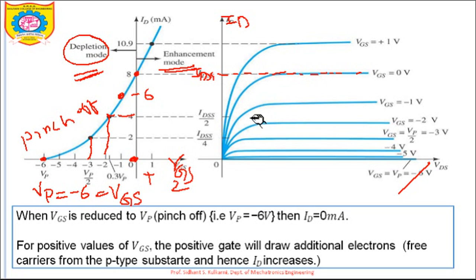Now if we increase VGS on the negative side, let's say VGS equal to minus 1 volt, what is the effect on ID? ID will reach a particular value and then remain constant, let's say IDSS by 2. At VGS equal to minus 2, ID is further reduced. At VGS equal to minus 3 volt, it is further reduced. At VGS equal to minus 6 volt, we can see that ID is almost reduced to 0, and we say that pinch off has occurred, and therefore it is represented as VGS equal to VP equal to minus 6 volt.